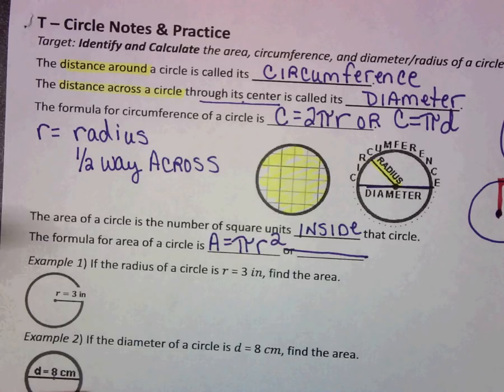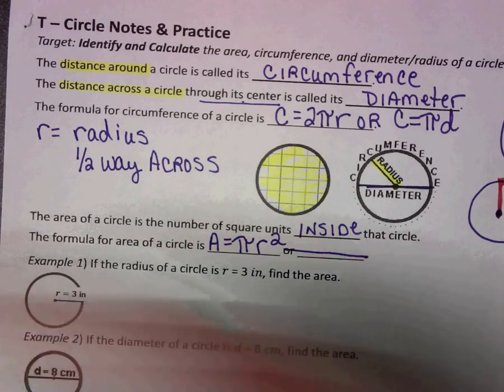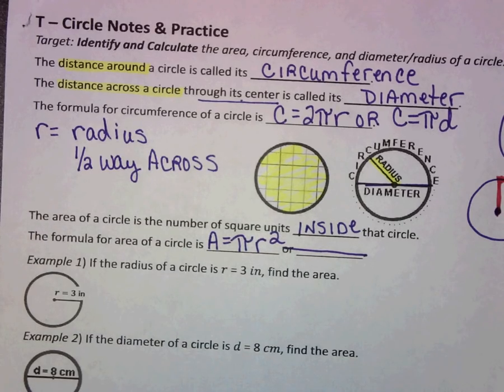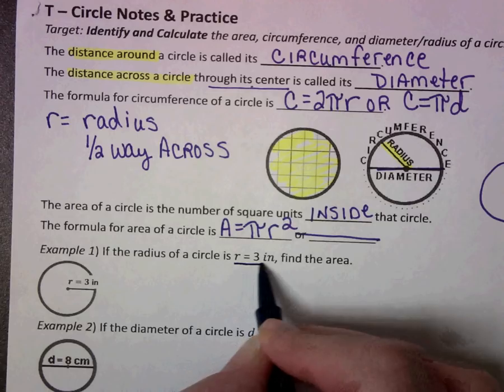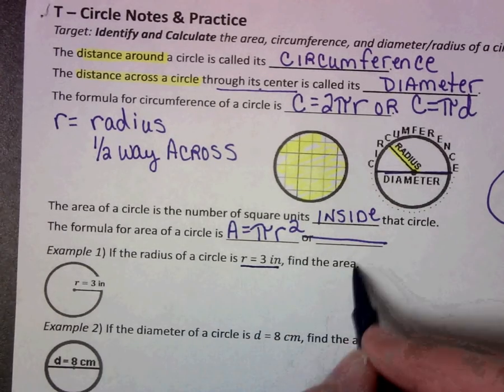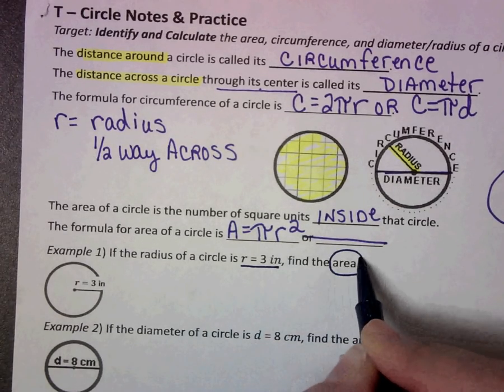Now both of these formulas we just talked about are on your formula chart, and we're going to be referring back to that a lot. So don't think that you have to memorize the formulas, but we have to know what they mean and stand for. So r stands for radius. So let's look at 3 examples together, and then you're going to do some practice on your own down at the bottom. It says if the radius of a circle is r equals 3 inches, find the area.